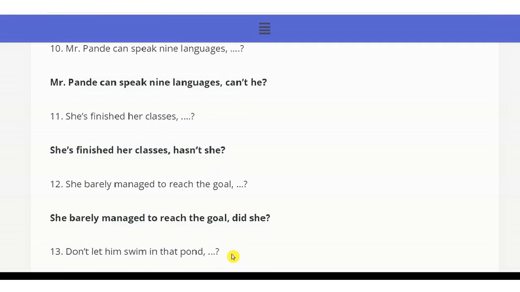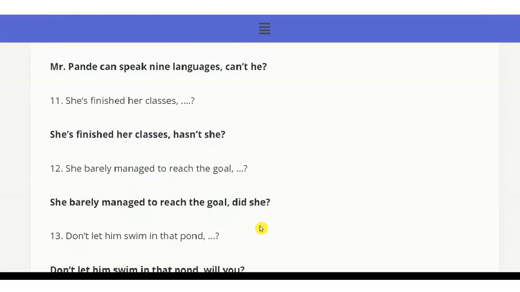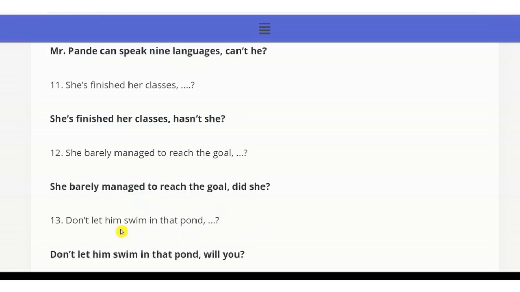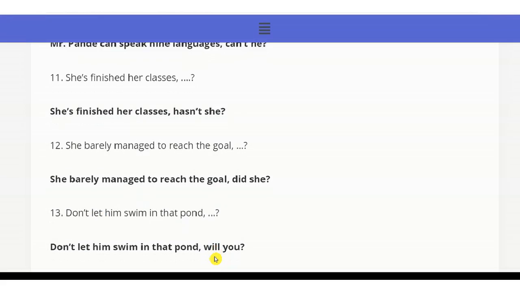Number 12. She barely managed to reach the goal. Barely is negative. Managed is past tense, so the tag is negative and past tense. So, did she? Don't let him swim in that pond. It is a sentence asking not to give permission. When it is about permission with let, it is always will you.